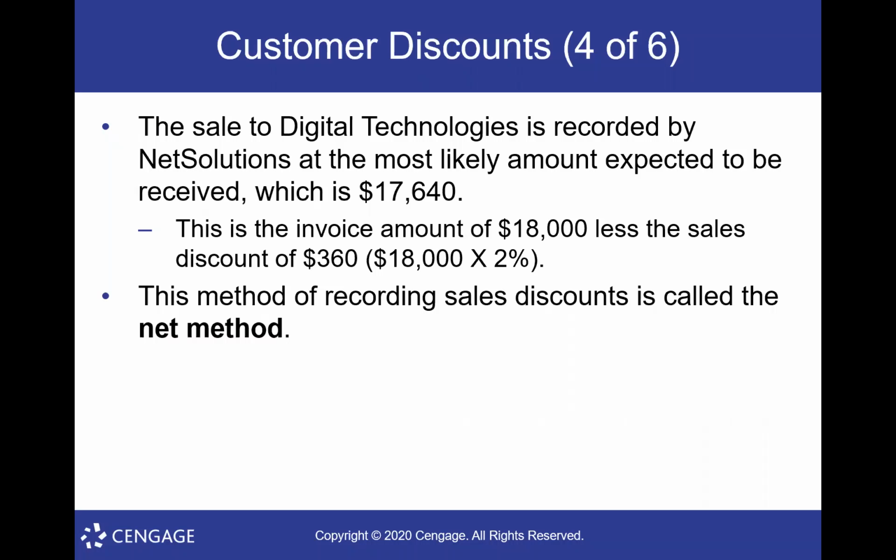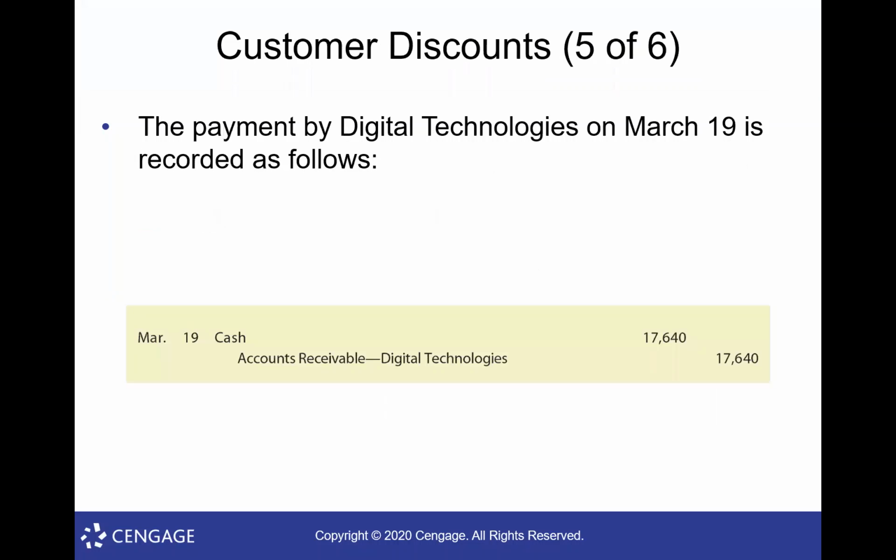So this method, what I was just describing, the sale to Digital Technologies is recorded by Net Solutions at the most likely amount expected to be received. So their experience tells them their customers take the discount, okay? So they go ahead and record it. So this method of recording sales discounts is called the net method, meaning we record it at what we think we're going to receive, the net amount. Okay. You'll see others that do it at the gross method, where they just assume nobody takes it.